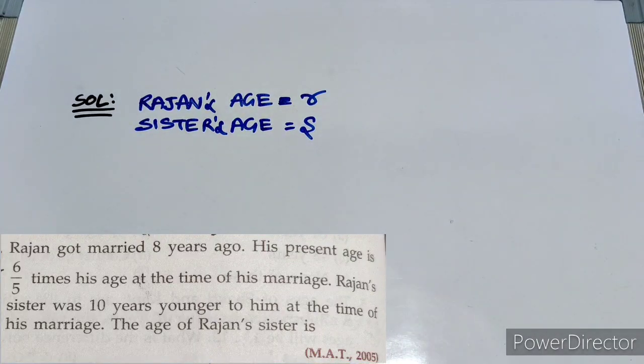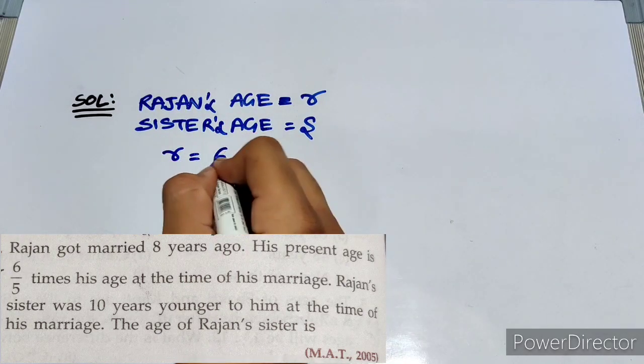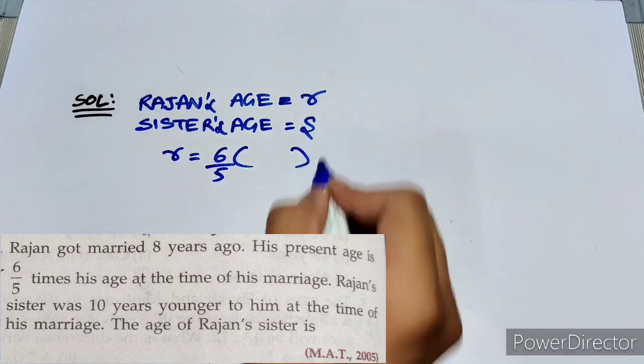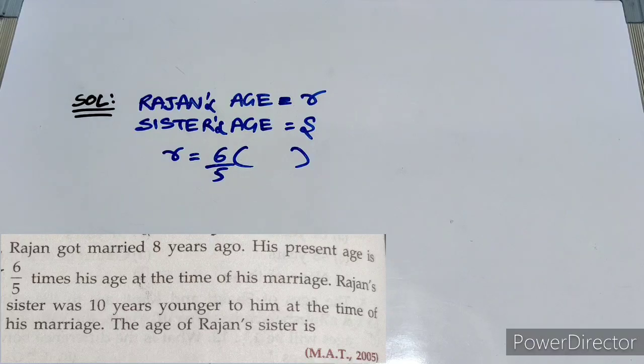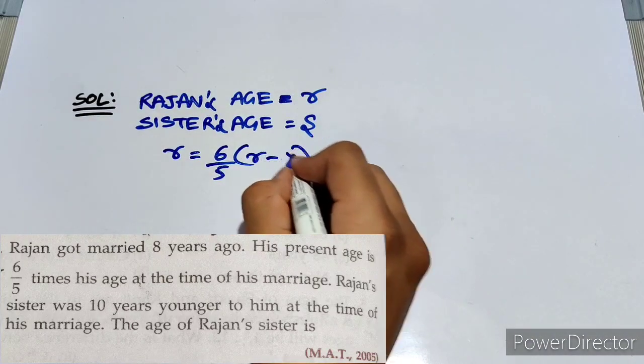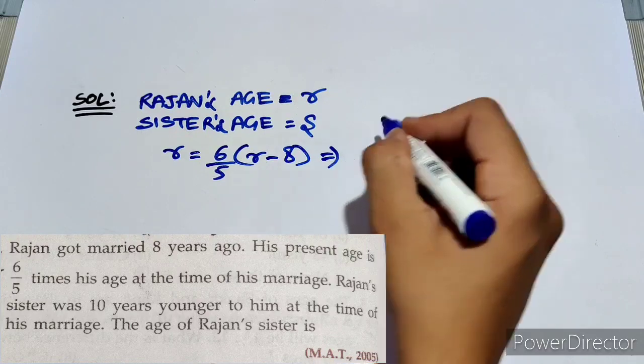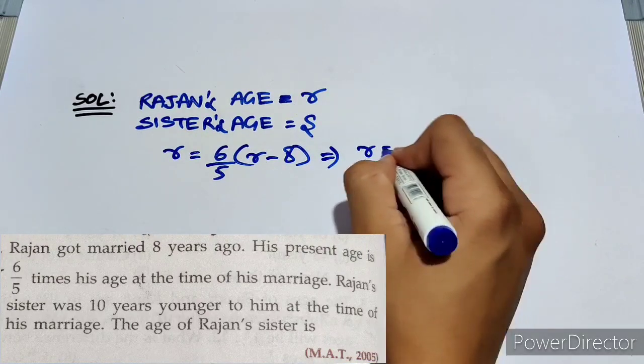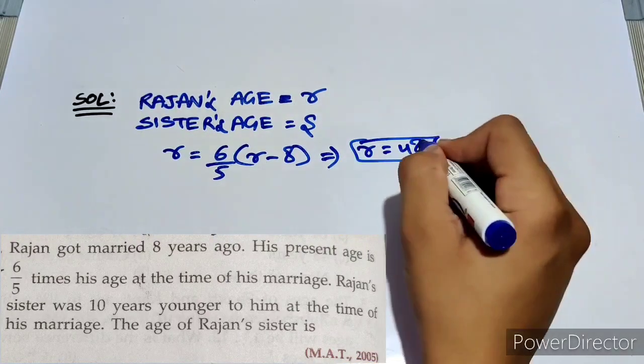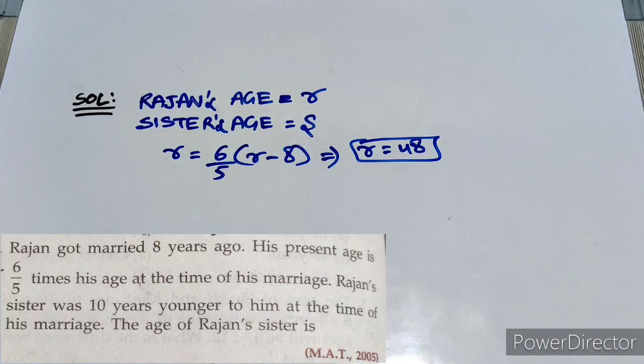Now they have given his present age is 6 by 5 times of his age at the time of his marriage. So his age is equal to 6 by 5 times of his age at the time of marriage. And his marriage was 8 years ago. So it will be R minus 8. So from here we will get R is equal to 48. So we got Rajan's age is equal to 48 years. Now it is given that Rajan's sister was 10 years younger to him at the time of his marriage.